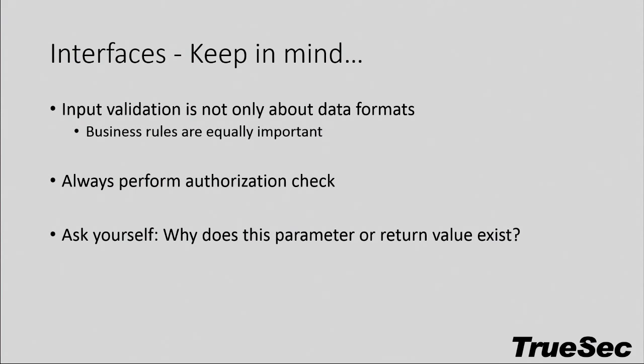So I keep getting back to this business rules thing, but you really need to validate according to the business rules. And you always have to perform an authorization check, obviously. So the simplest thing is really to ask yourself, why does this parameter or this return value exist? And if there isn't a good reason, then it shouldn't exist.